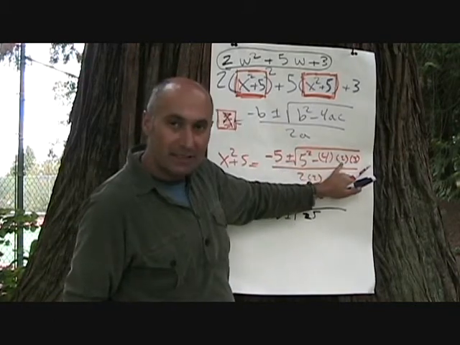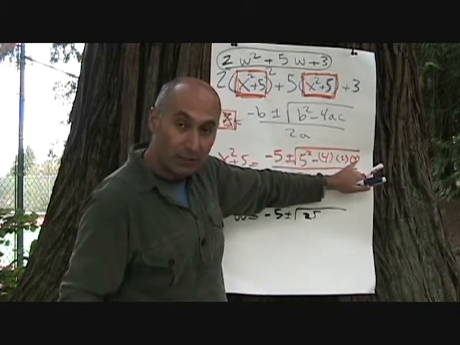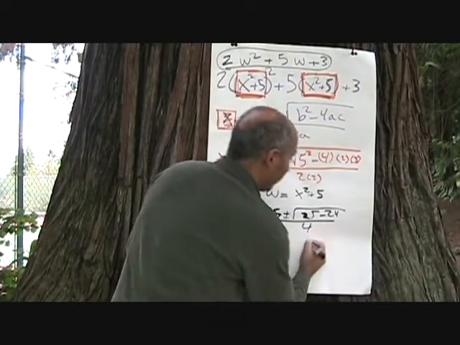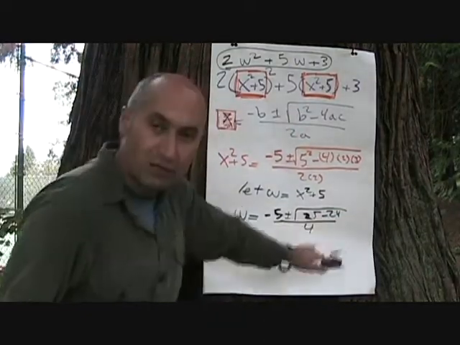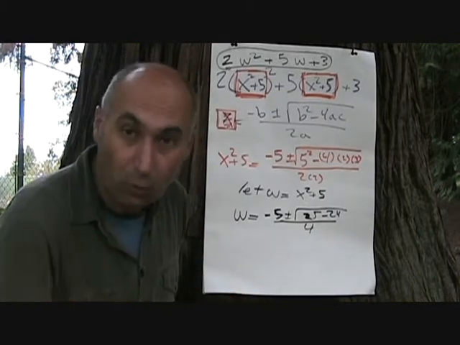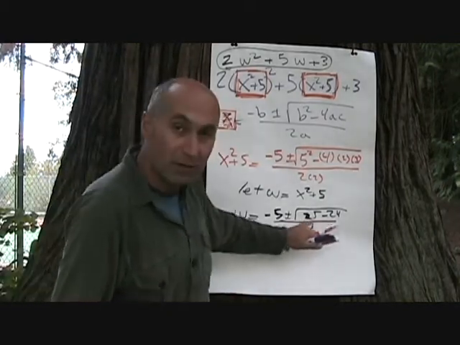4 times 2 is 8. 8 times 3 is 24. Minus 25, divided by 4. Right? 25 minus 24 is 1. So the square root of 1 is just going to be 1. So it's going to be negative 5 plus or minus 1, over 4.